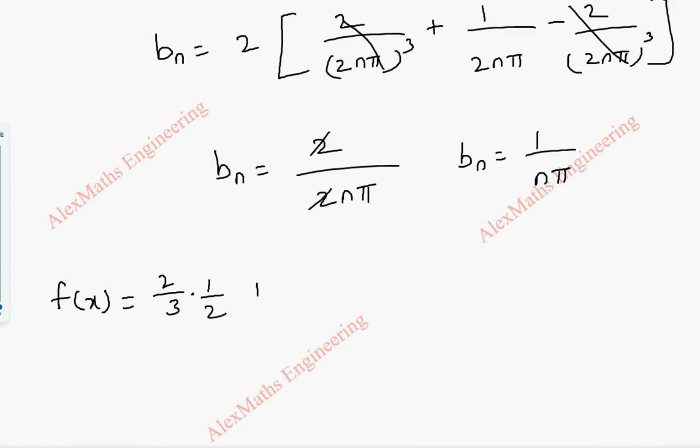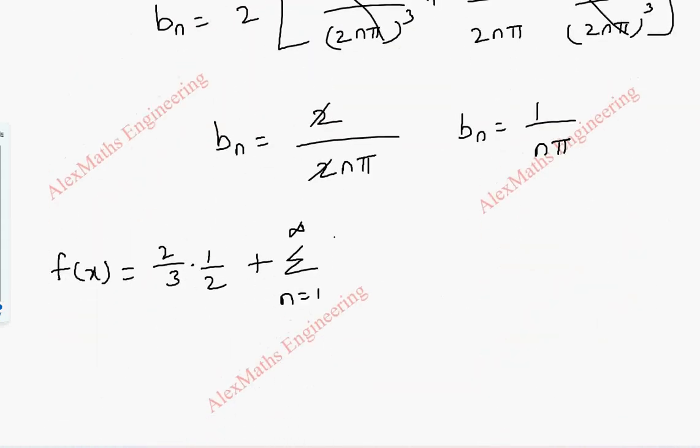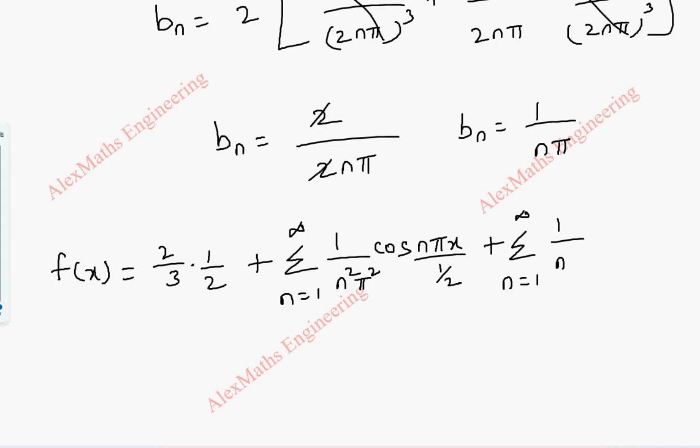That is a naught by 2 plus summation n equal to 1 to infinity an. An is 1 by n square pi square. So 1 by n square pi square cos n pi x by L, after putting, that is n pi x by L, L is half, plus summation n equal to 1 to infinity bn, which is 1 by n pi sin n pi x by half. Now we can cancel these two. So 1 by 3 is our first term.